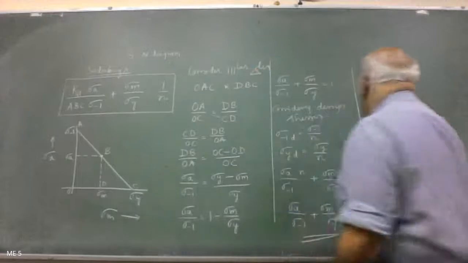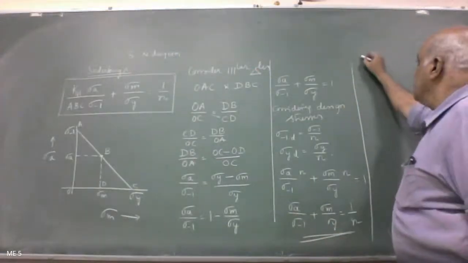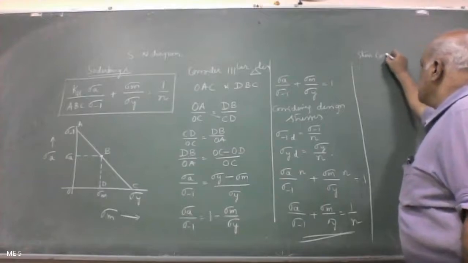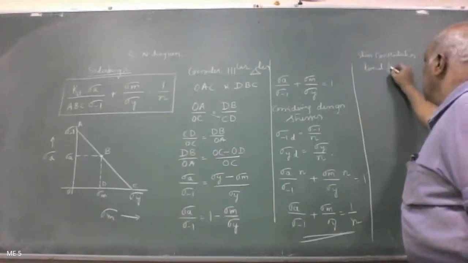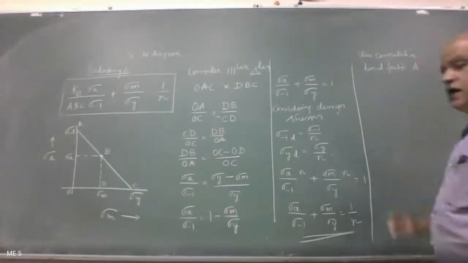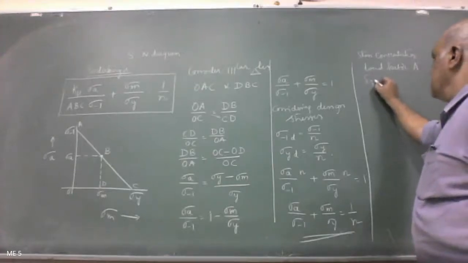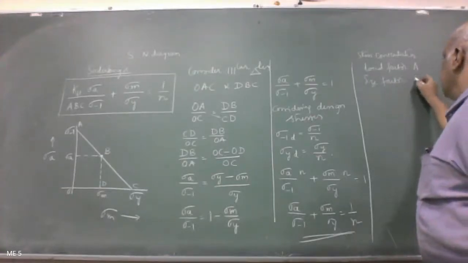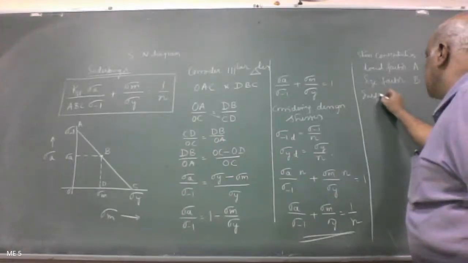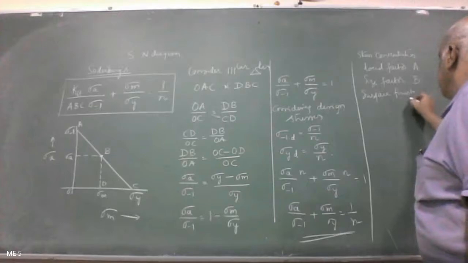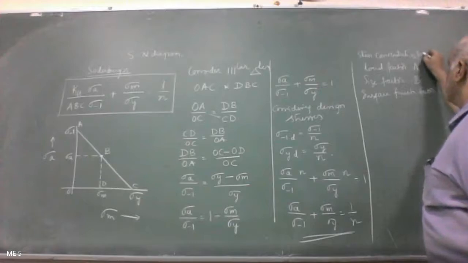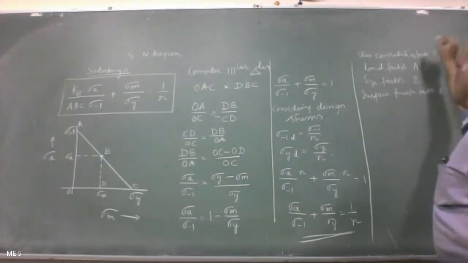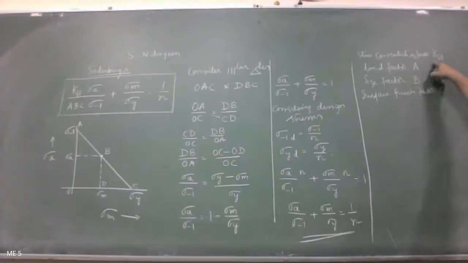So considering all those parameters, that is, stress concentration, then load factor, which is denoted as capital A, and size factor, which is denoted as capital B, and surface finish factor, that is denoted by capital C. Stress concentration factor is denoted by KFT, that is fatigue stress concentration factor.